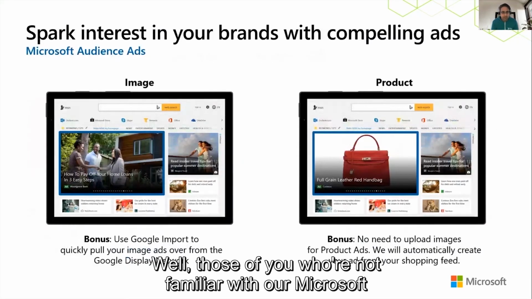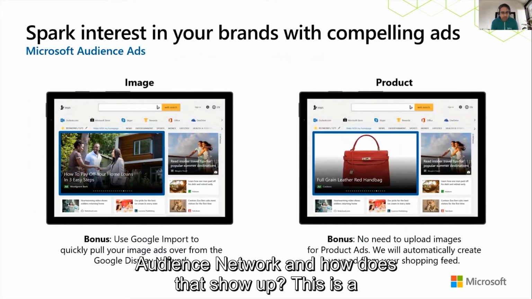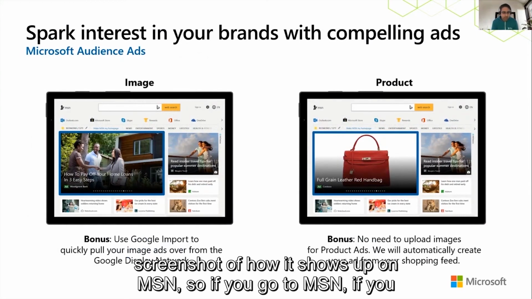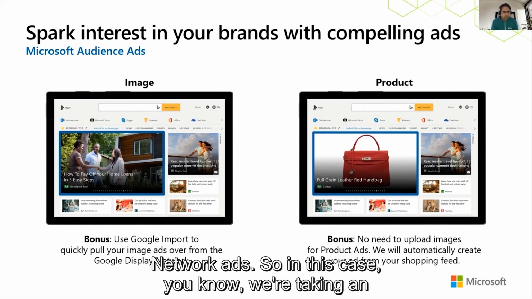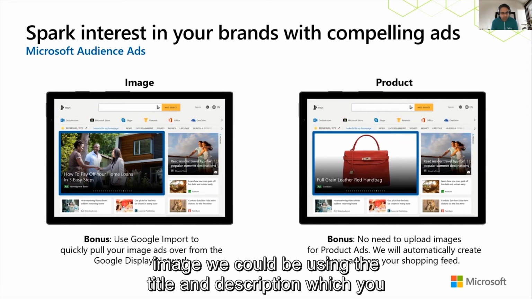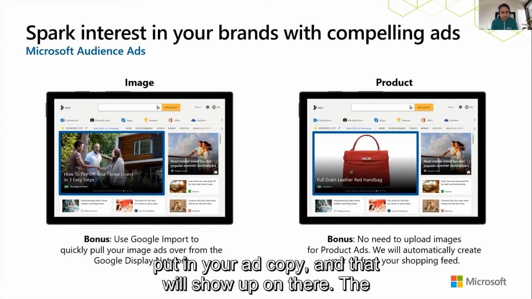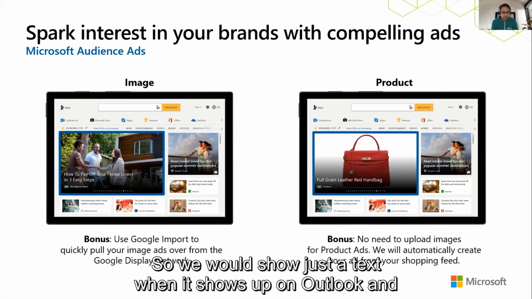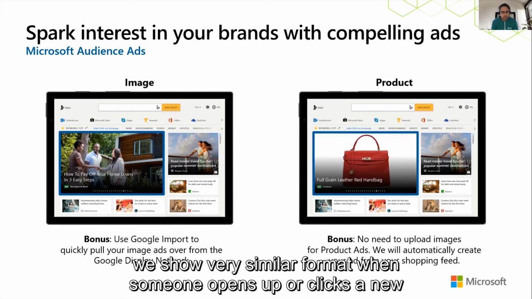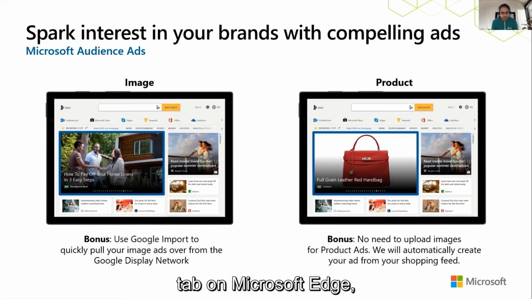For those of you who are not familiar with the Microsoft Audience Network and how that shows up, this is a screenshot of how it shows up on MSN. If you go to MSN, what's in the blue boxes are Microsoft Audience Network ads. In this case, we are taking an image. We could be using the ad title and description, which you've put in your ad copy, and that will show up there. Similar ad formats show up across other publisher sites as well. We would show just the text when it shows up on Outlook. And we show a very similar format when someone opens or clicks a new tab on Microsoft Edge, our browser.